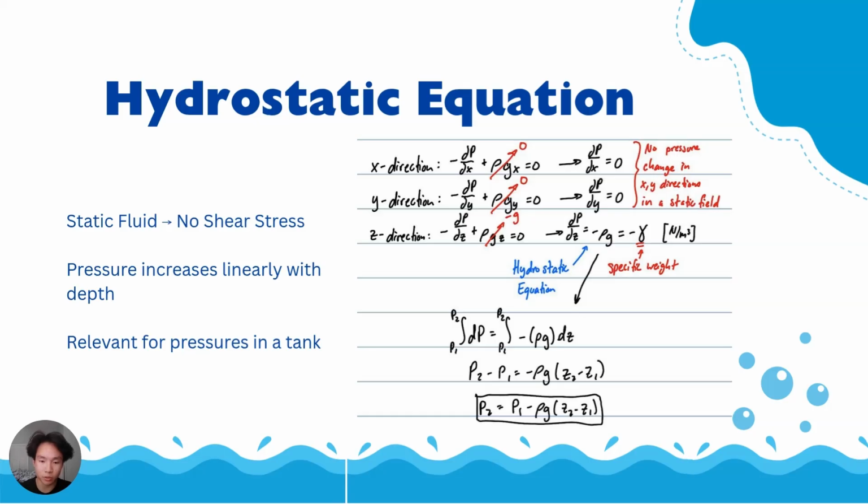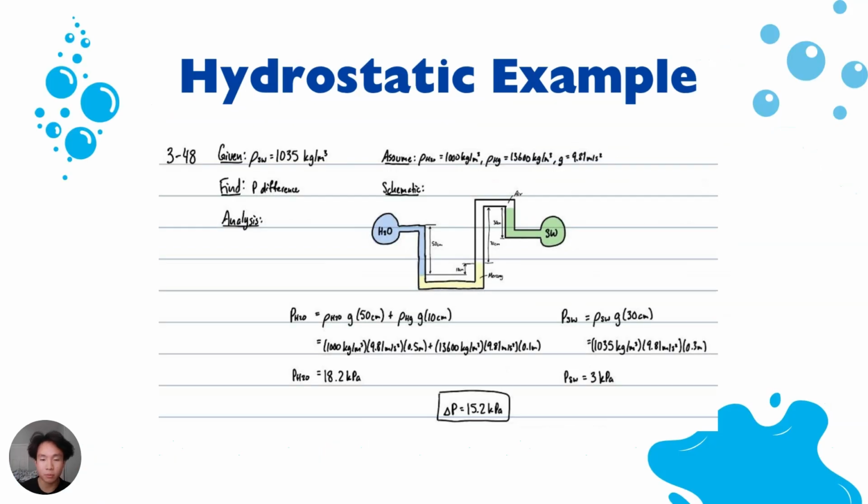Our resultant pressure, or the pressure we're trying to find, is equal to our starting pressure minus density of the fluid times gravity, all of that times the depth difference. And then onto an example.